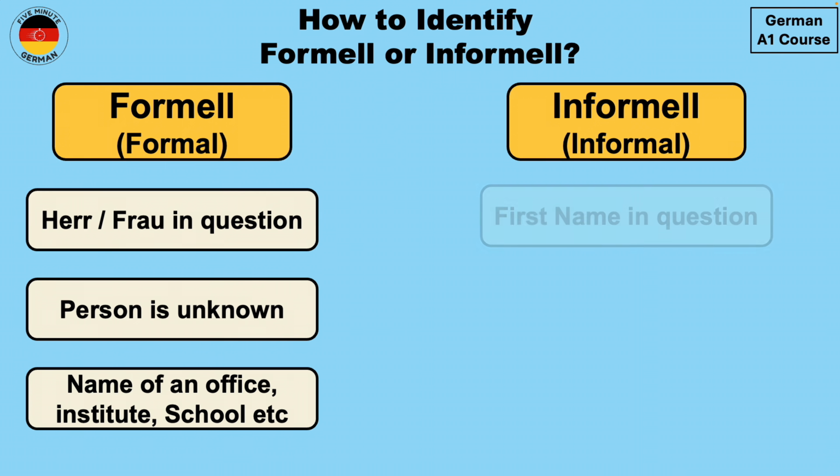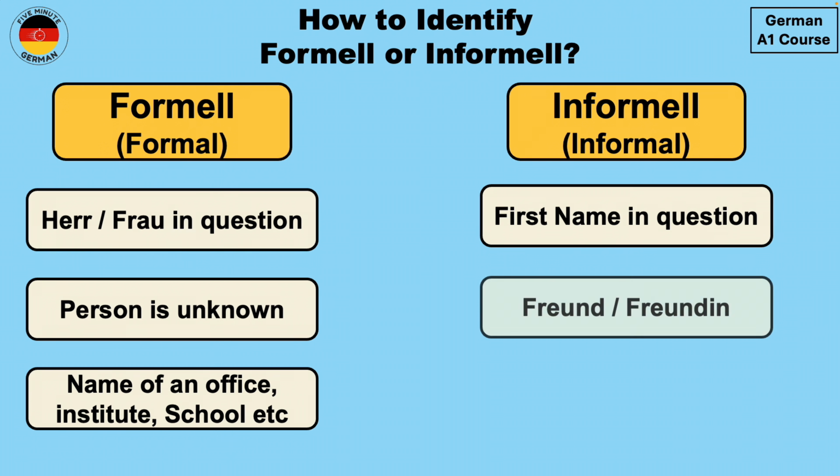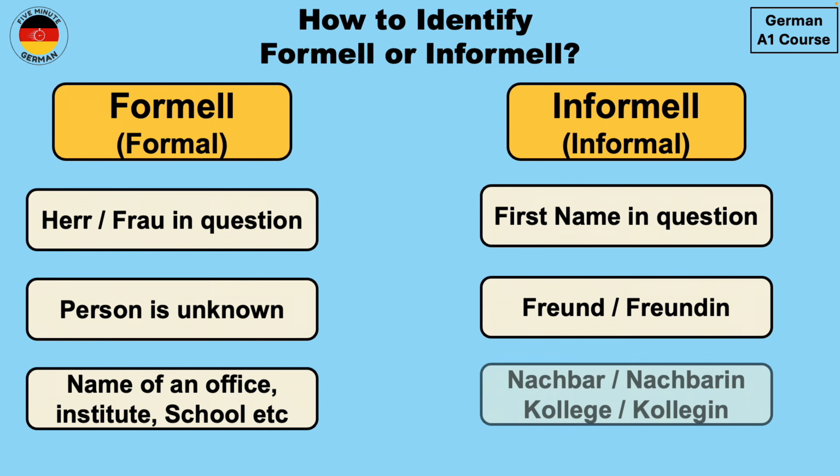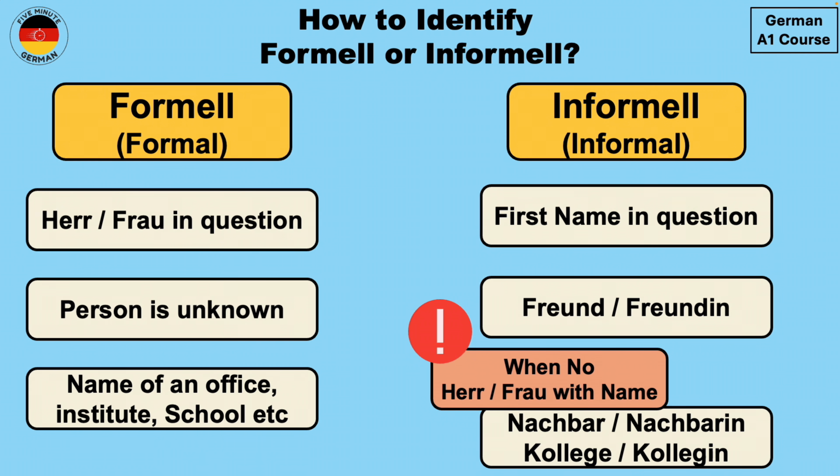On the other hand, if you see the first name of the person who you are writing to in the question, then it will be an informal letter or email. If you see the words Freund or Freundin in the question, then this means that you have to write an informal email or letter. And if you see the words Nachbar or Nachbarin, which means male or female neighbor, Kollege or Kollegin, which means male or female colleague, then it is also usually an informal email. But in this case, it will only be informal if you don't see the words Herr or Frau with the name in the question. So this is very important.